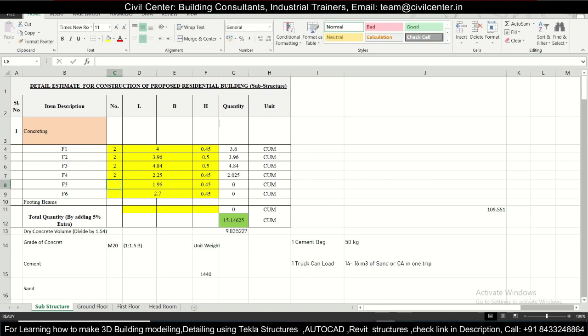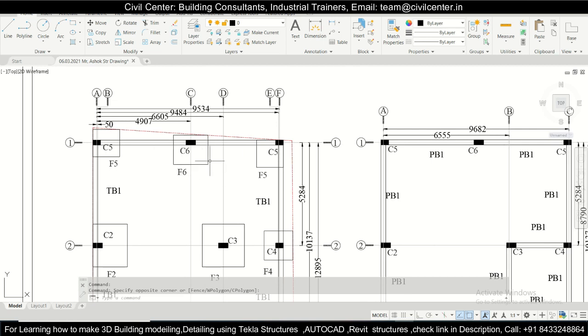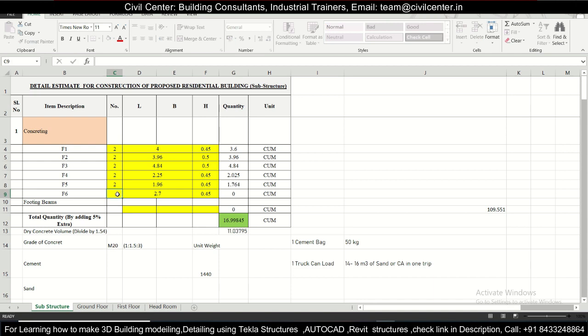Let's take F5 and F6. So this F5 and F6. Okay, so looks like we have 2 F5 and 1 F6, and 2 F5 and 1 F6.